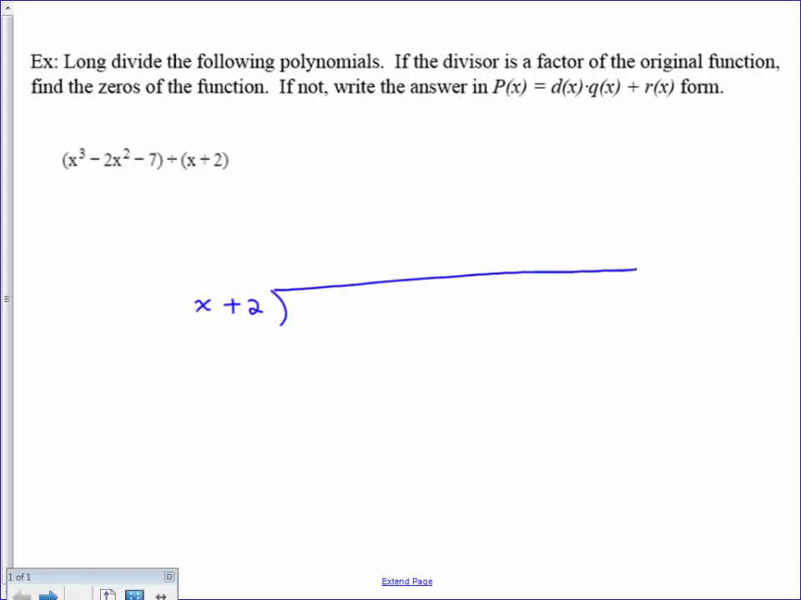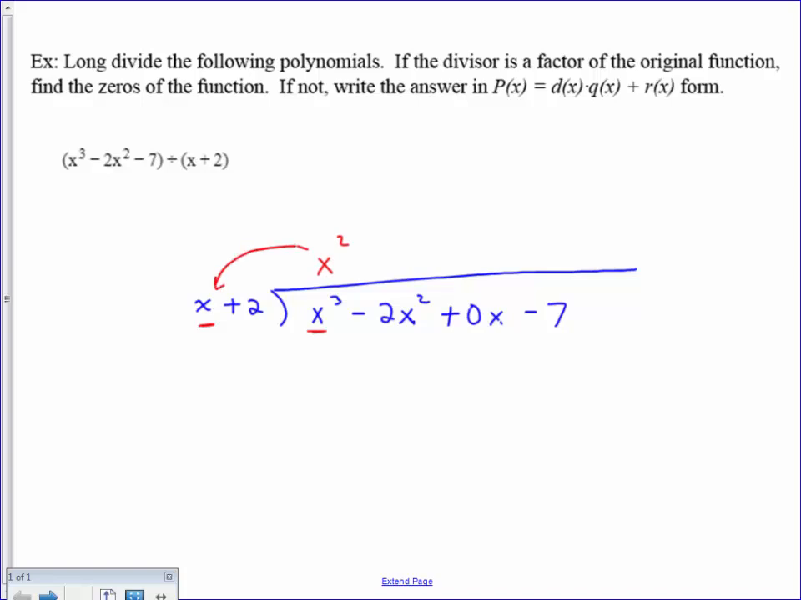The polynomial I wish to divide is x cubed minus 2x squared. Notice that it's missing an x term, so I'd need to do plus 0x and then minus 7. To start my division process, I want to look at the first term here and here. What would I multiply by x to get x cubed? I would need x squared.